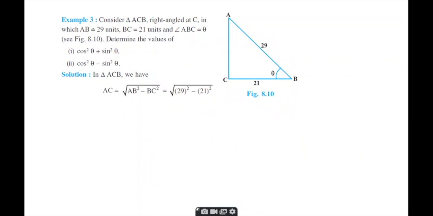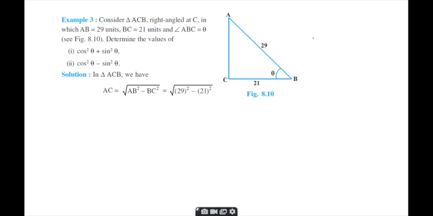Now let us do question number 3, example 3. Consider triangle ACB, right angle at C, in which AB is equal to 29, BC is equal to 21, and angle ABC equal to theta. Somebody asked about the theta. Theta is a Greek letter which is usually used to represent measures of angles in mathematics, especially in trigonometry. Now determine the values of cos square theta plus sin square theta and cos square theta minus sin square theta.